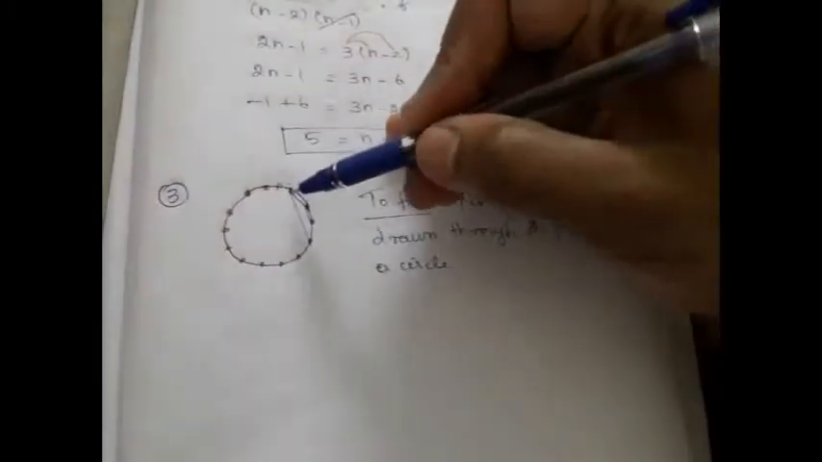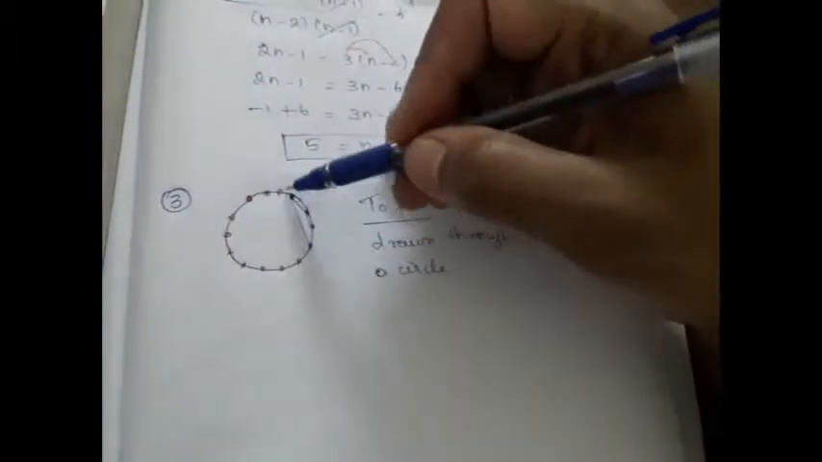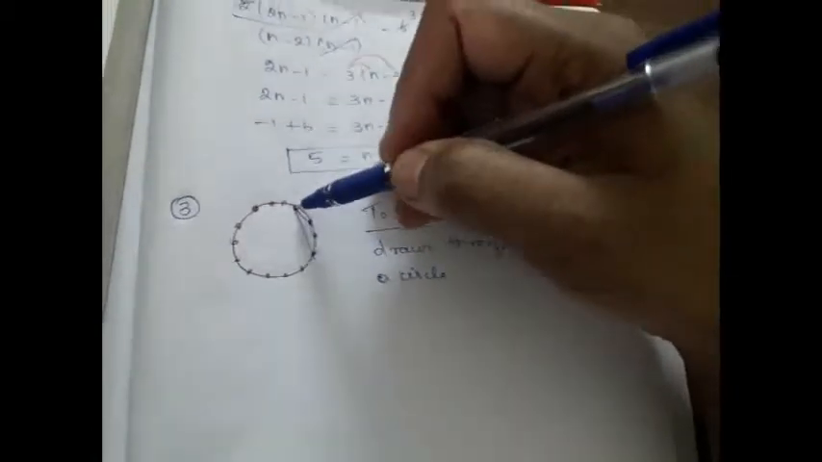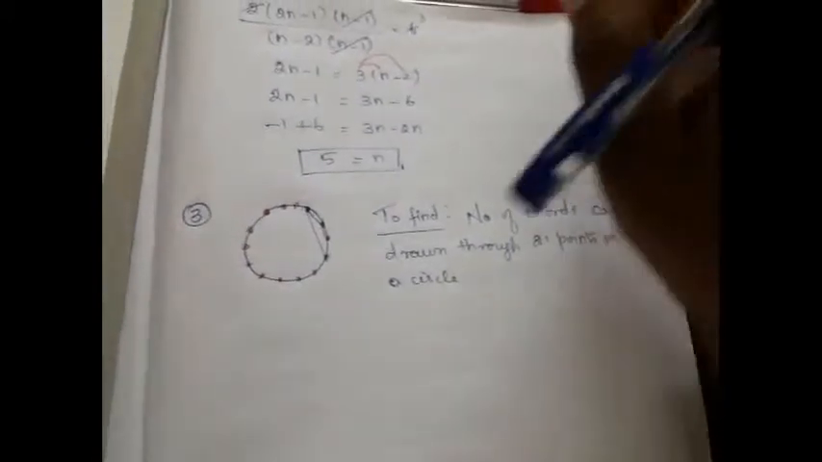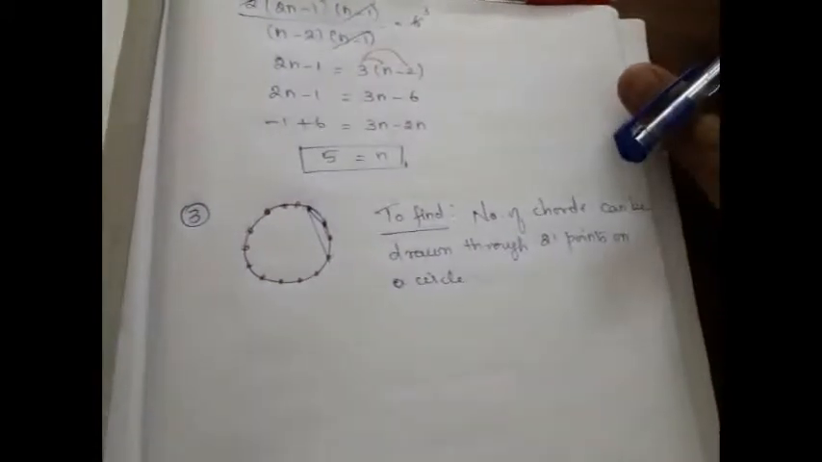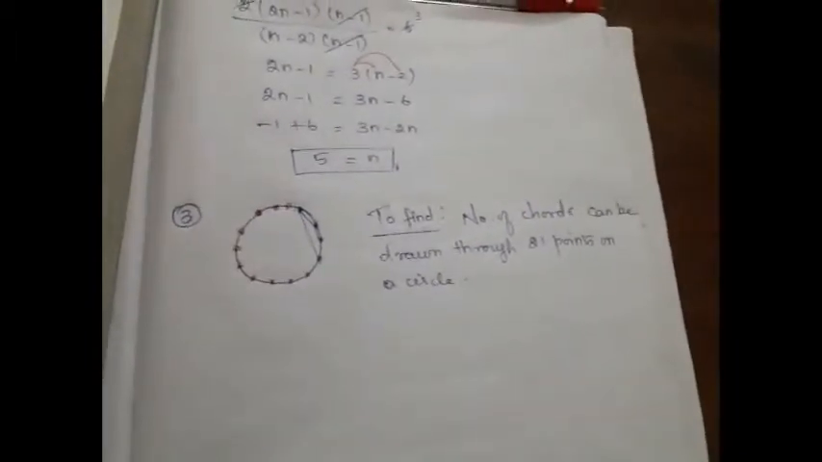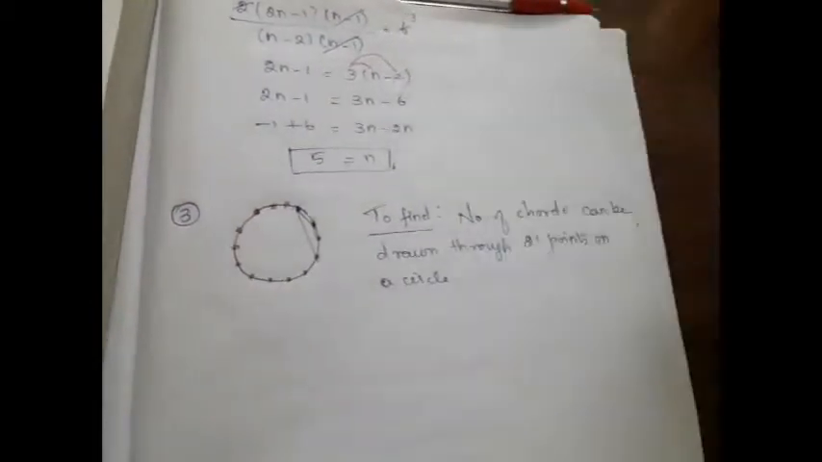If you take 2 points on the circle, the line segment joining these 2 points will be counted as a single chord, even if you take this point as first and this as second, or this as first and this as second. It doesn't matter in which order you choose the points. Anyway, the line segment joining any 2 points is going to be counted as a single chord only. It is not counted as 2 chords. Right, and hence here we will go for combination and not for permutation.